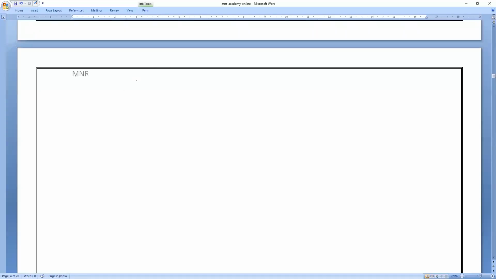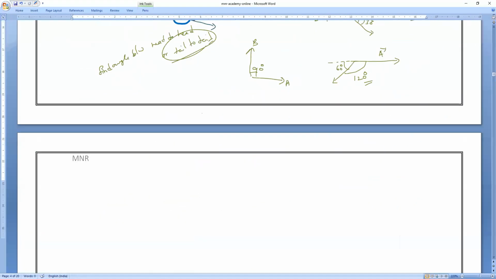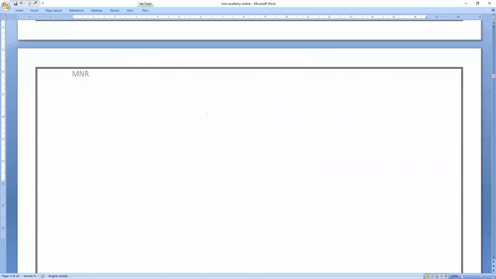Now we are going to see in the same way how to find the angle between head to head, tail to tail, and all. Now we are going to see how to add vectors, like addition and subtraction of vectors. So please make a note of addition and subtraction of these vectors. We are going to follow the method called the head-tail method.